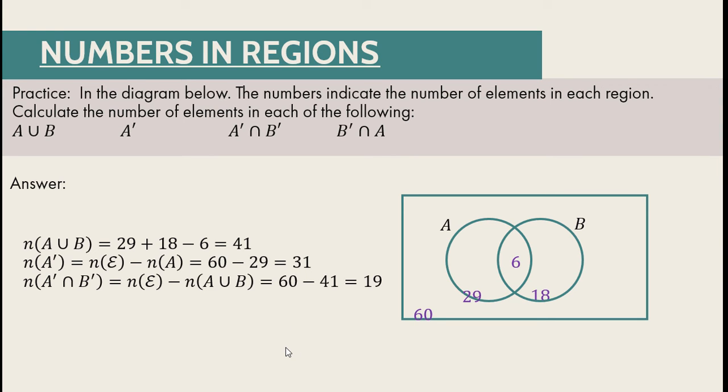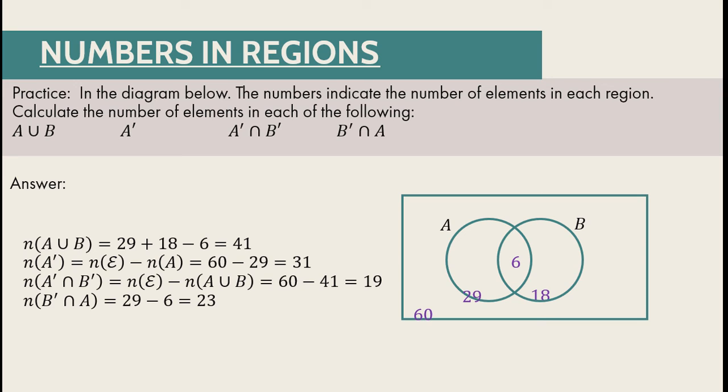A prime intersects with B prime. It is the number of elements that are not in A and not in B at the same time. This will be in this space here, the space that covers the two circles. So we take 60 minus 41, and that should be 12. That should be 19, sorry.